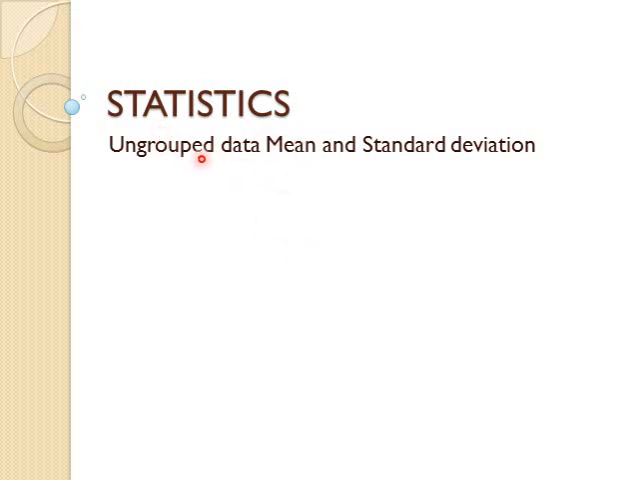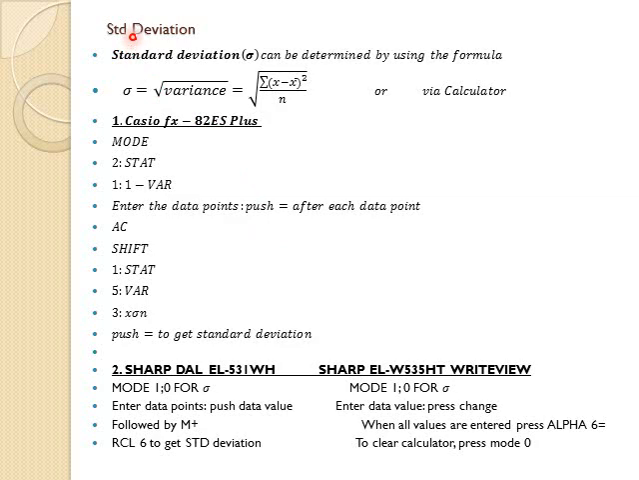This lesson we're looking at ungrouped data, mean and standard deviation, and how we use it together. Very important, definite exam question for grade 12 in South Africa. So, standard deviation, we determine using the formula, square root of variance, or square root of the sum of (x minus the mean) squared over n, or via calculator.